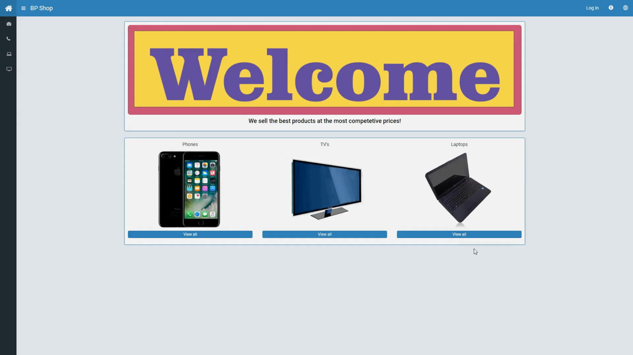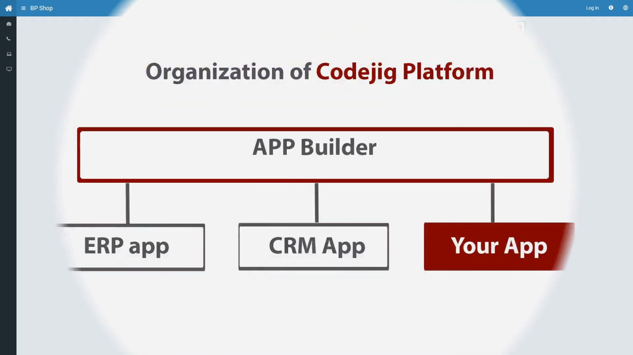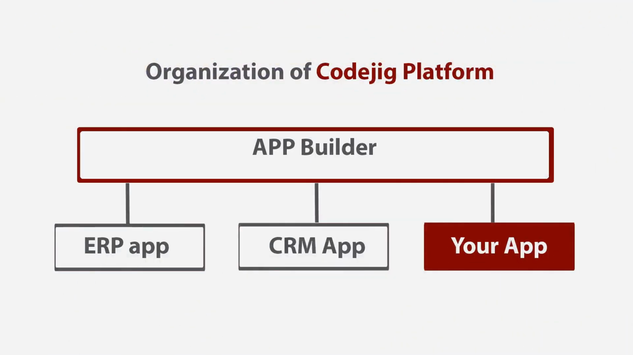This tutorial demonstrates how to create an online store with a Codejig App Builder. The detailed step-by-step walkthrough process consists of three parts, and this is the first of them. App Builder enables you to create a wide variety of business applications such as CRM, ERP, project management apps.